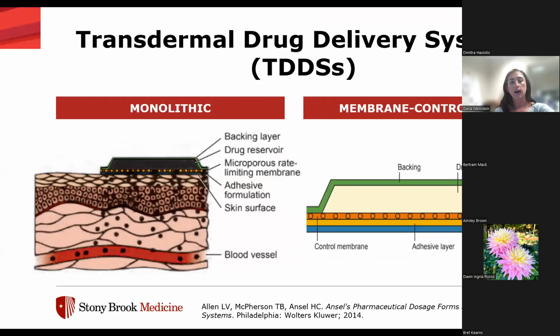So we have two types of transdermal drug delivery systems, starting off with monolithic, and that just means that there is incorporated and dispersed drug into a matrix layer, which is between a backing and a frontal layer. And then we have membrane-controlled transdermal drug delivery system, which contains a drug pouch or a reservoir with a barrier that controls its release.